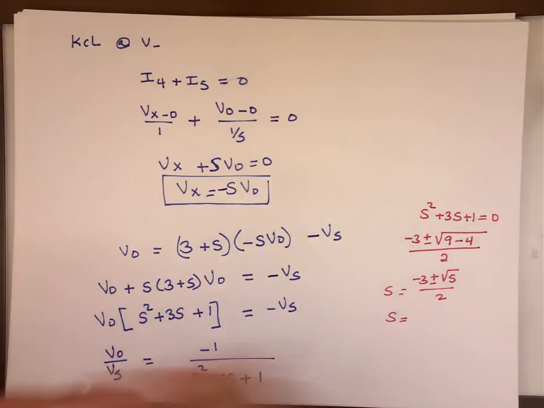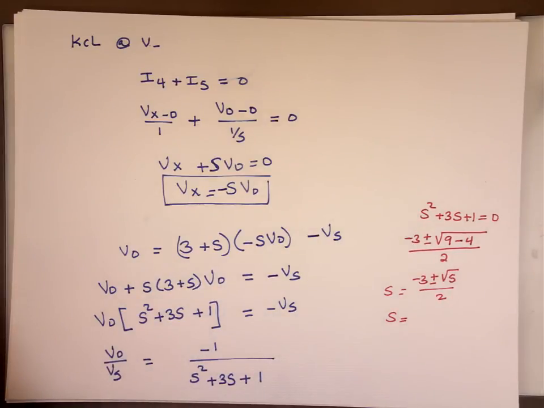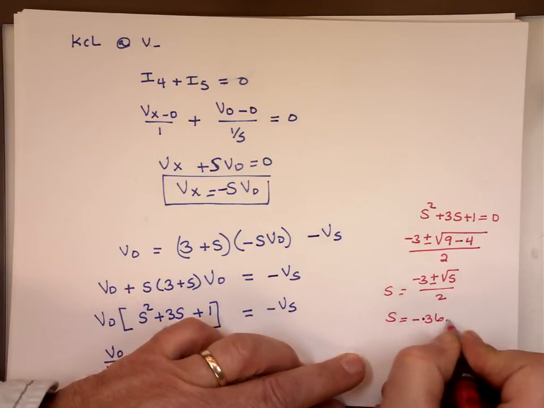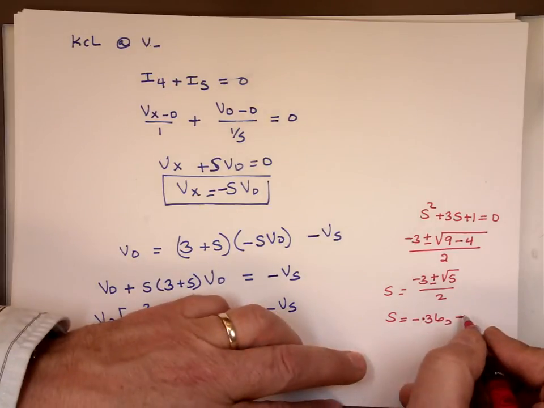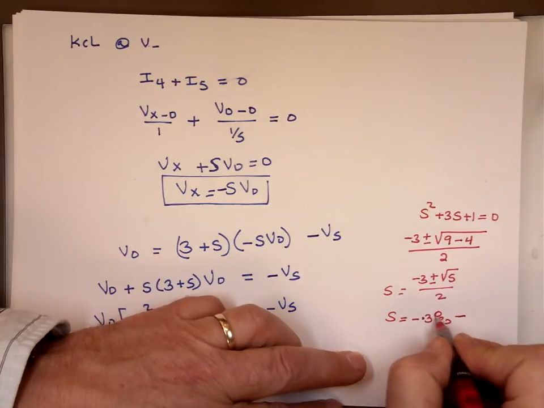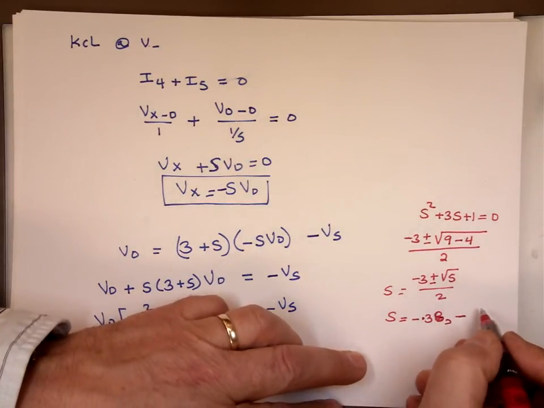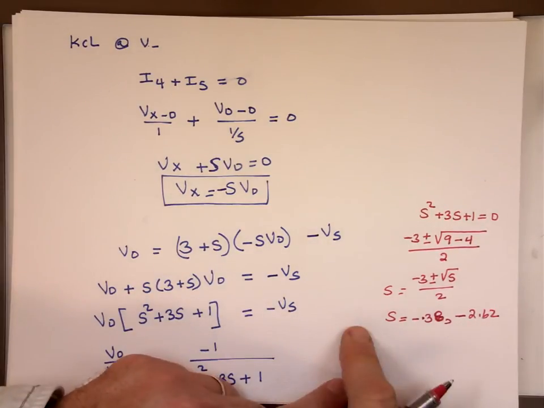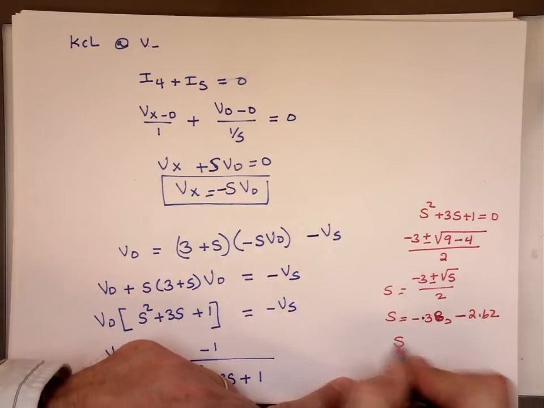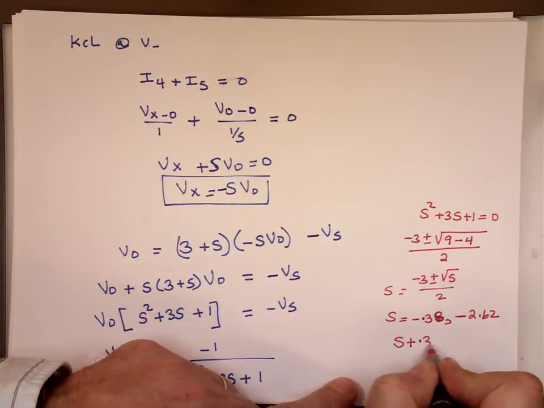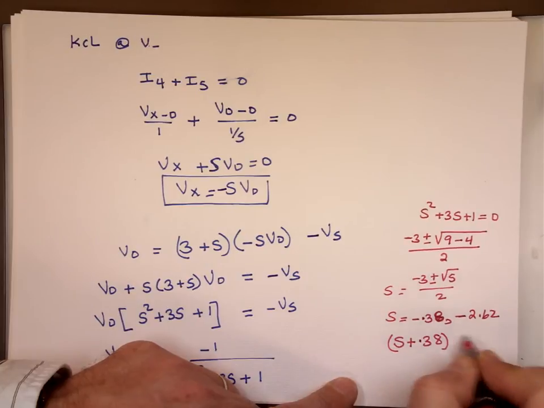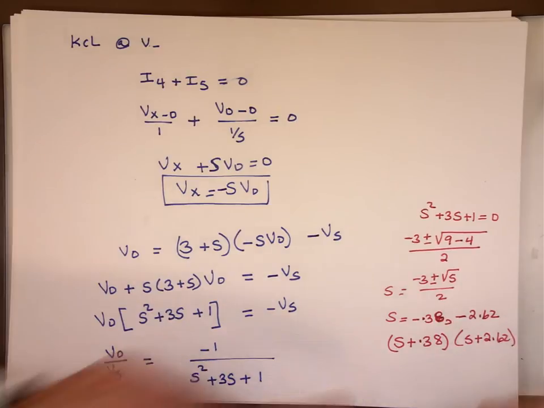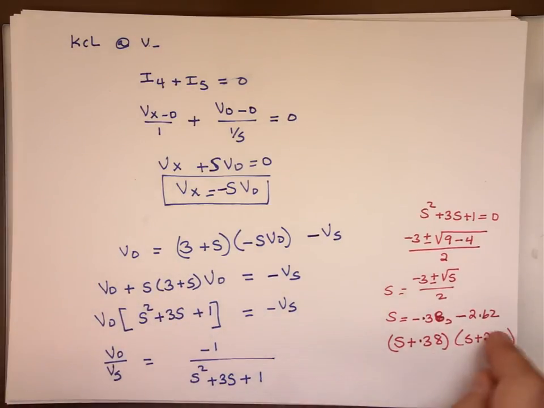If you do the math, one of them is going to be negative 0.38. The other one, negative 2.62. That's the answer, which means if you bring them to this side, you can factor that as S plus 0.38, and the other one's going to be what? S plus 2.62. Remember, these are the answers. You bring them to this side, it becomes S plus.